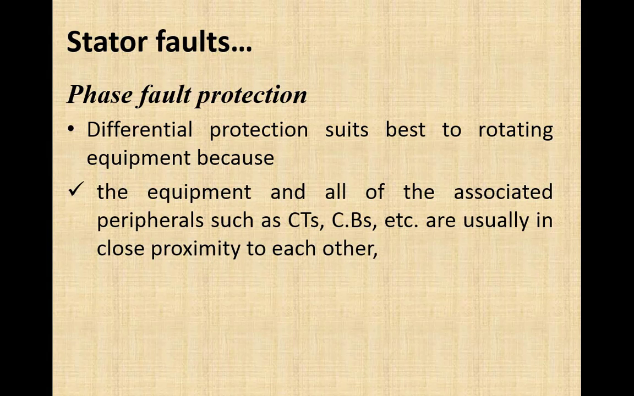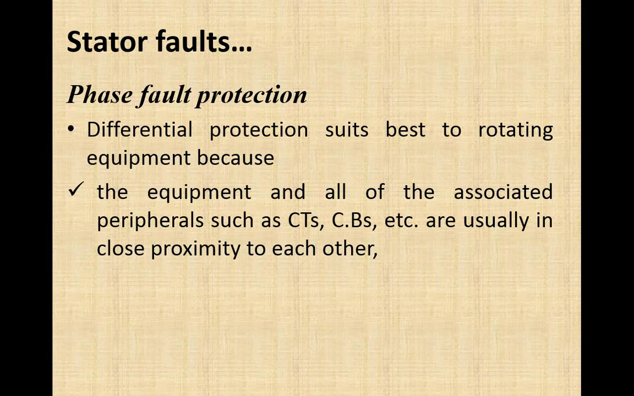First reason, the equipment and all its associated accessories such as CTs, circuit breakers, etc. are usually in close proximity to each other. So it is much easier to monitor the two ends of our machine because it has a limited size. We can monitor current which is entering and leaving the machine easily. Differential protection requires two ends' current to compare with each other and make a decision based upon the difference. So that is not the case for a transmission line.